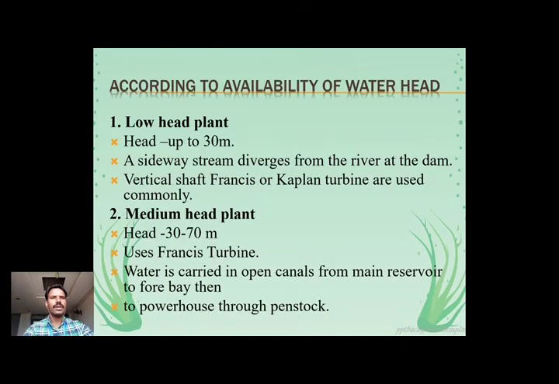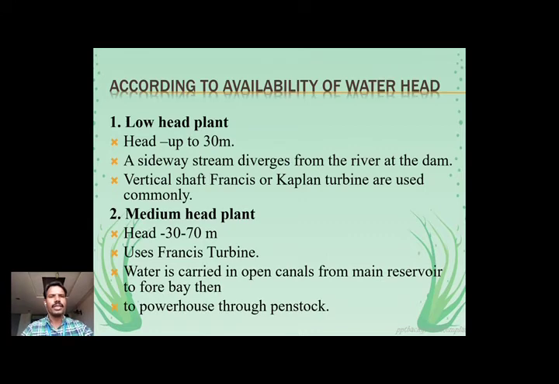And then availability of water head. Low head means the dam height is around 30 meter. This type of dam is called a low head plant. The sideways stream discharges from the river of the dam. With a vertical shaft, we can use a Francis or Kaplan turbine to generate the electrical power. It is possible to ask a 2 mark or multiple choice question.